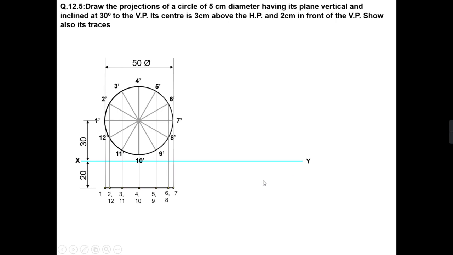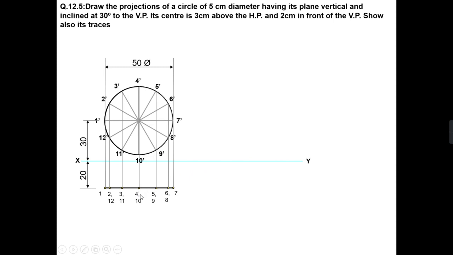You should mark all these points, like 1 dash. This point will be 1, this is your 2 dash and 12 dash, so this will be your 2 and 12. Like that, you should mark all the points: 3 and 11, 4 and 10, and at the end 7. Then, as your plane is inclined at 30 degrees to the vertical plane, I will incline this line at 30 degrees to the XY line, keeping this point.